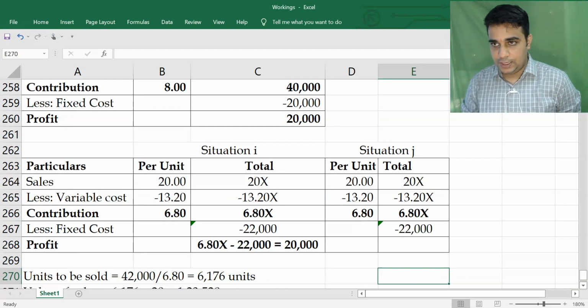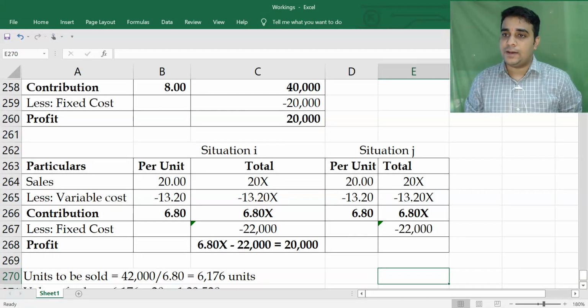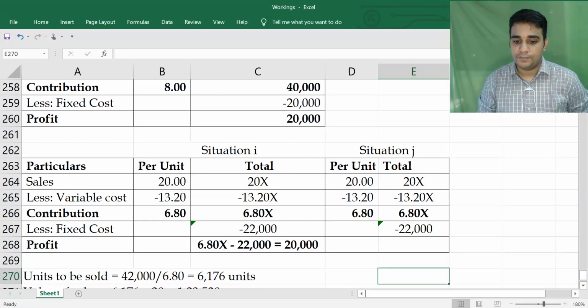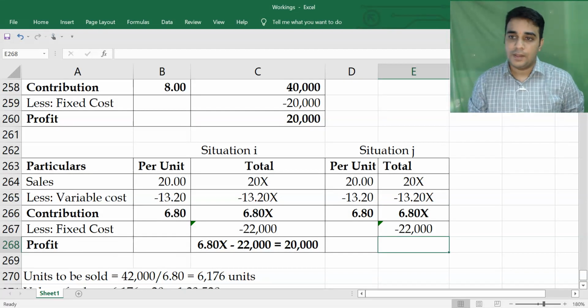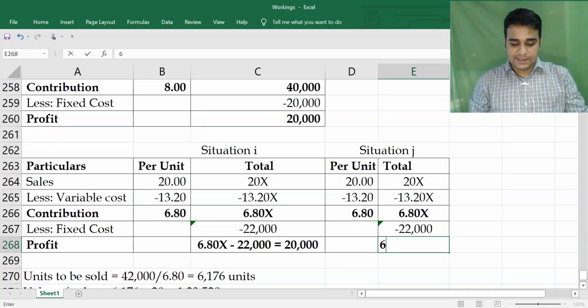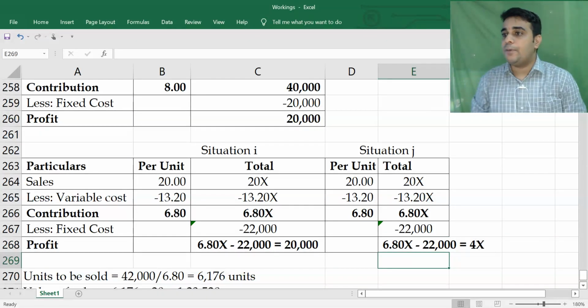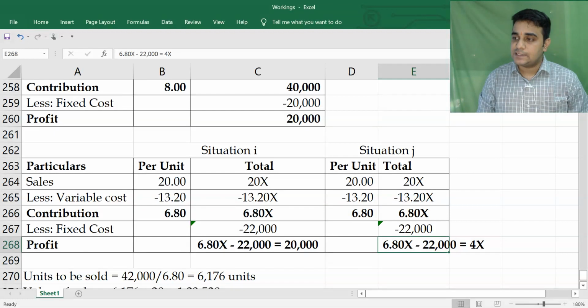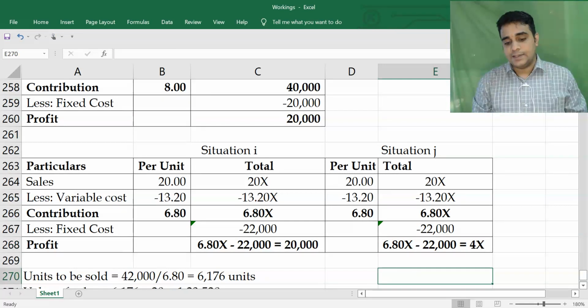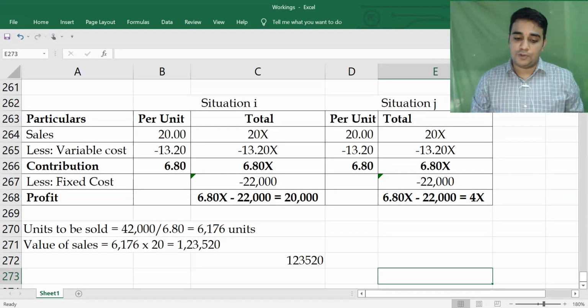In situation J, how many units sold we have taken? What is the unit sold number? X. We have assumed it to be X. So it will be 6.8x minus 22,000 is equal to 4x. 4 is the profit per unit and number of units is X. So 6.8x minus 22,000 is equal to 4x.